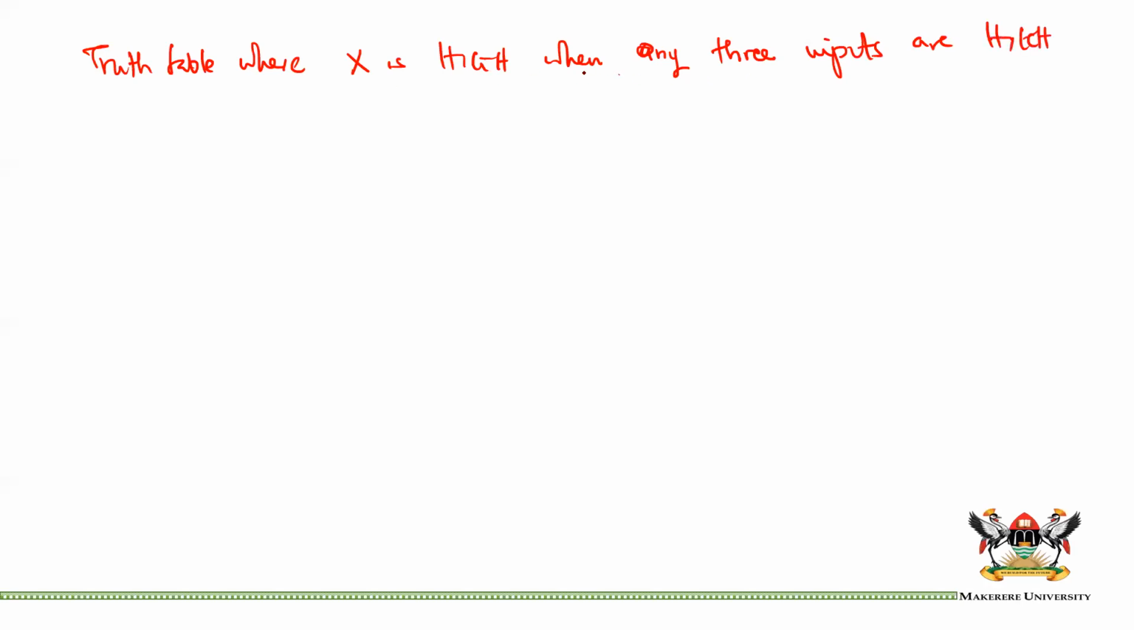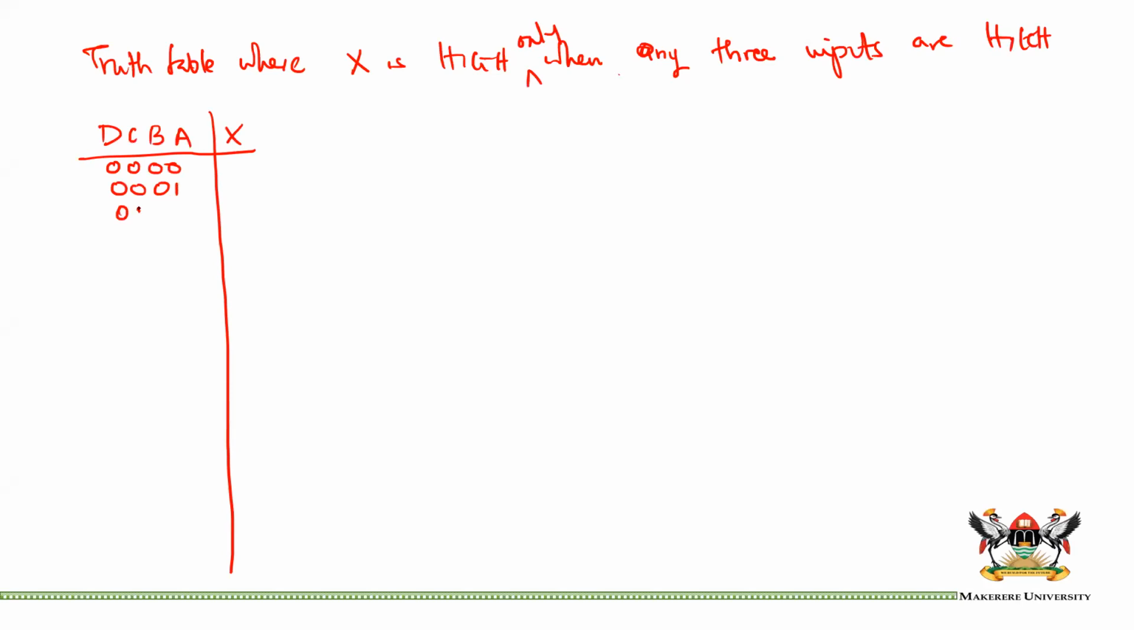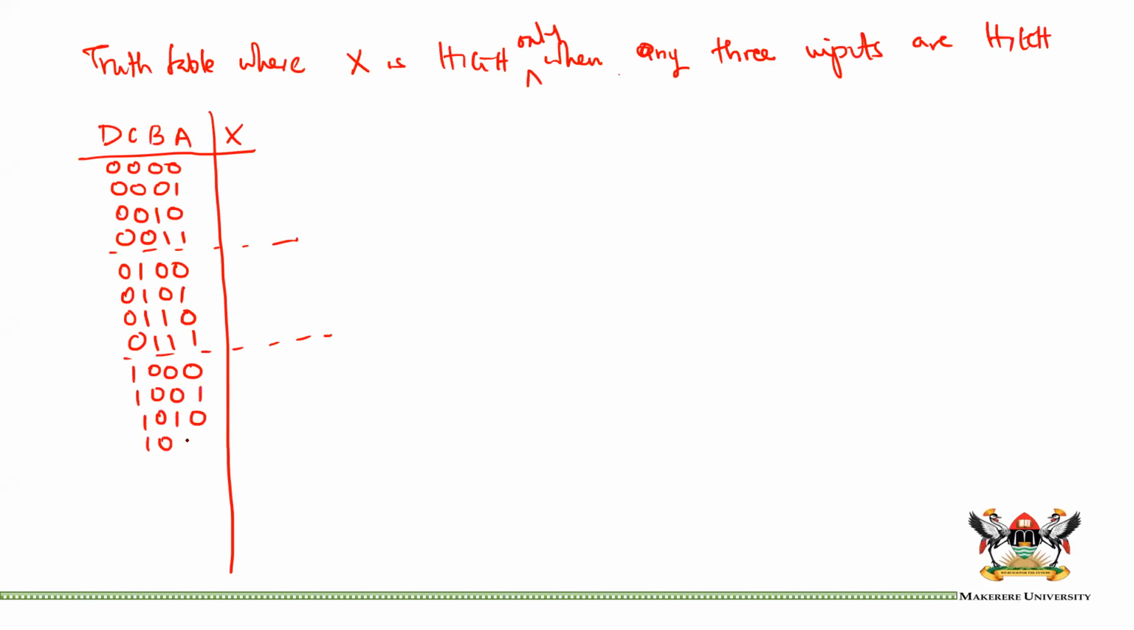And I should say only when. So we can have D C B A, all right? Then we have X, so 0 0 0 0 0 0 0 1 0 0 1 0 0 0 1 1. Okay. 0 1 0 0 0 1 0 1 0 1 1 0 0 1 1 1. 1 0 0 0 1 0 0 1 1 0 1 0 1 0 1 1.